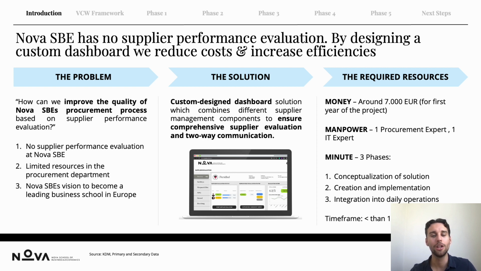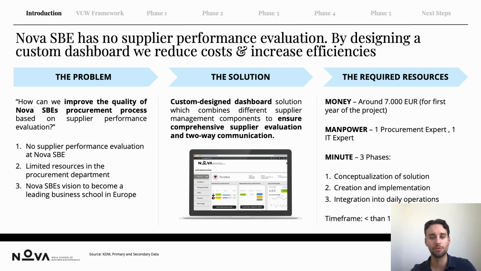situation. So Nova SBE currently has no supplier performance evaluation in place, and we basically designed a custom dashboard where we can reduce costs in the long term and increase efficiencies for Nova Procurement. And basically the problem can be identified as follows. How can we improve the quality of Nova SBE's procurement process based on supplier performance evaluation?